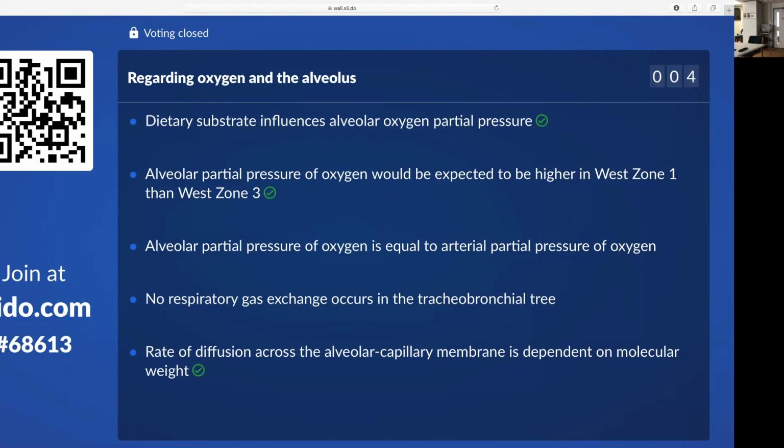Make sense? Sorry, I've tried to write a question that brought in different bits of physiology that we could talk through, so we did a bit of respiratory physiology in 10 minutes. Sorry, it's quite a lot. Alveolar partial pressure of oxygen is equal to arterial partial pressure of oxygen, true or false?